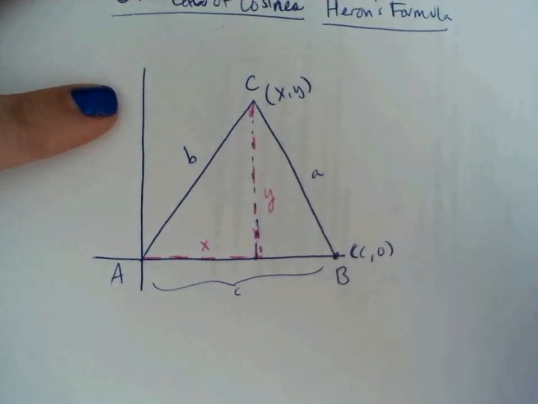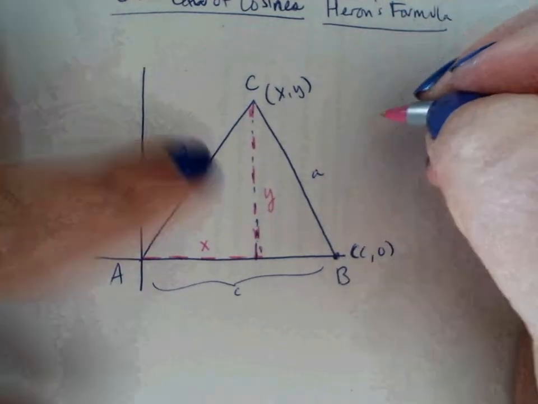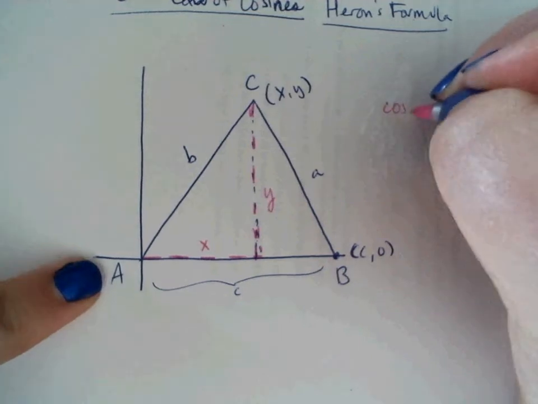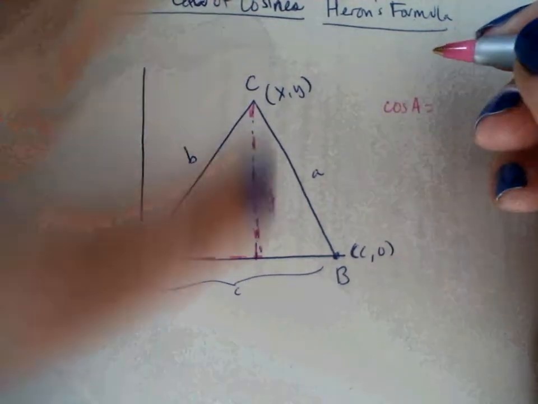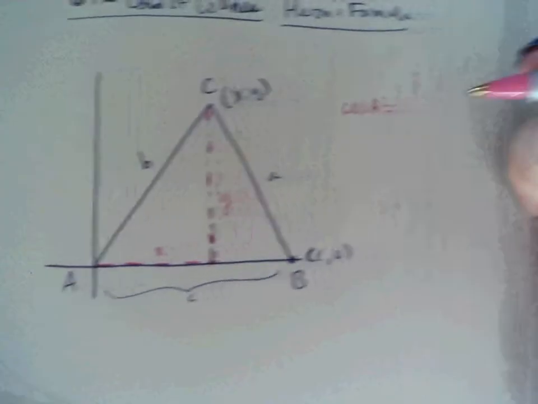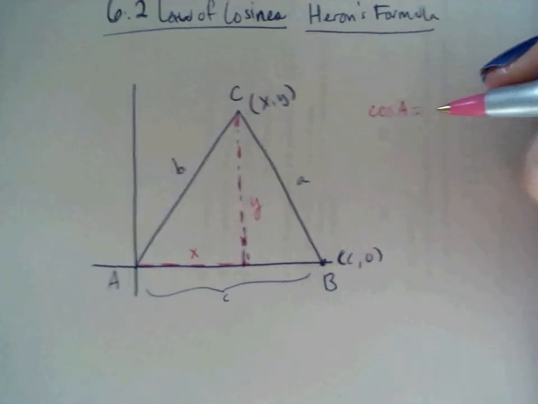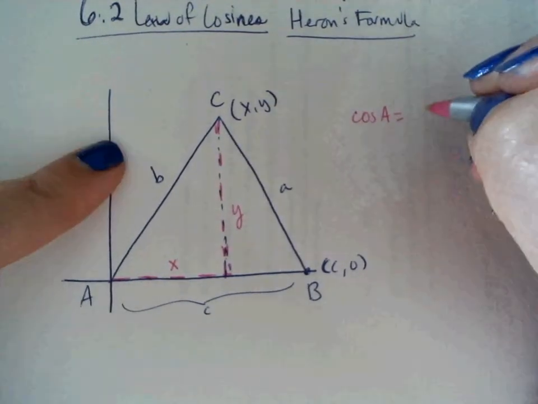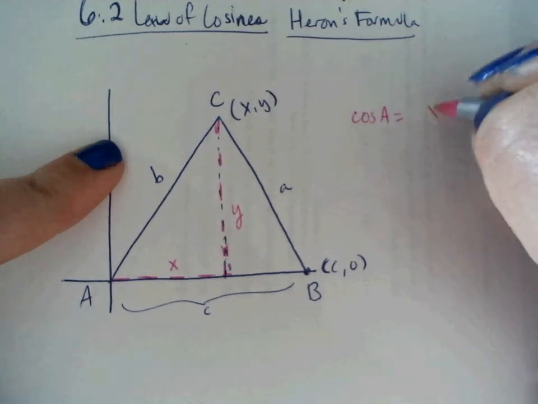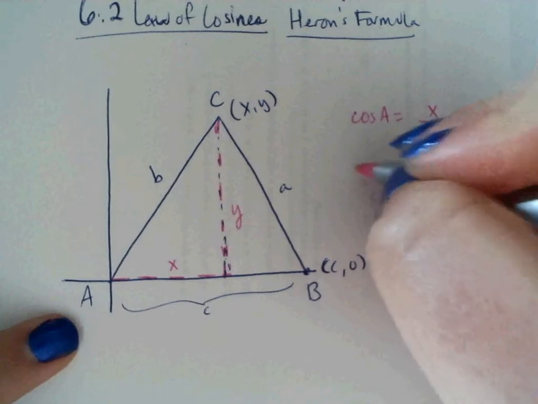And a couple other things we know. We know that cosine of angle A equals adjacent over hypotenuse. So this is that right triangle, right? You can only use right triangle trig like cosine, and the terms adjacent, opposite, and hypotenuse when you have a hypotenuse, which is only when you have a right triangle. So cosine of angle A is x over b, and sine of angle A is y over b.